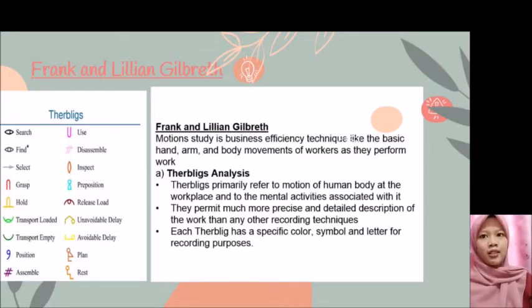First is therblig analysis. Therbligs refer to the motions of the human body at the workplace and to the mental activities associated with them. They permit much more precise and detailed descriptions of the work than any other recording technique. Therbligs were suggested by Frank Gilbreth, the founder of motion study, who differentiated 17 fundamental hand and eye motions, to which an 18th has been added. Each therblig has a specific color, symbol, and letter for recording purposes.